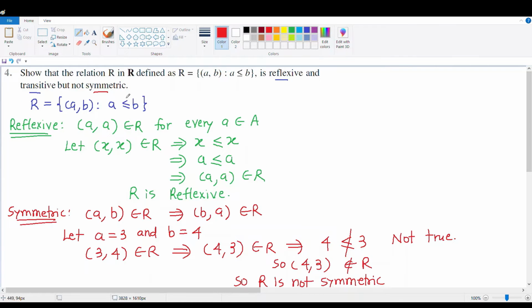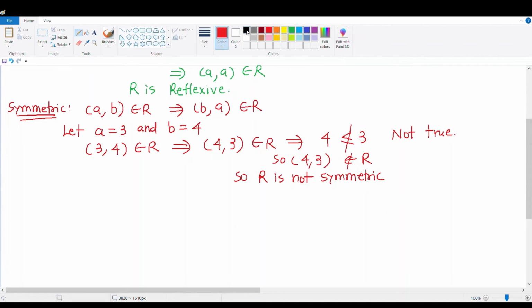Now we need to show that it is transitive. We were given that it is reflexive and transitive but not symmetric. So we showed that it is reflexive. We showed that it is not symmetric. And now we need to show that it is transitive. So let's start checking for transitive.